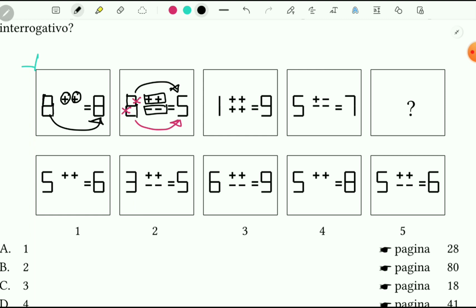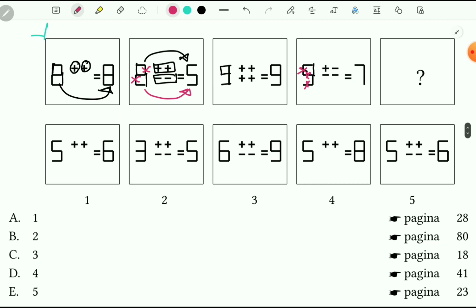Similarly, 1 needs 4 bars to become 9. 1, 2, 3 and 4. 5 needs 1 bar here and need to remove 3 bar to make it 7. So we'll remove this one and this one. Therefore our answer is, let's find out the answer.